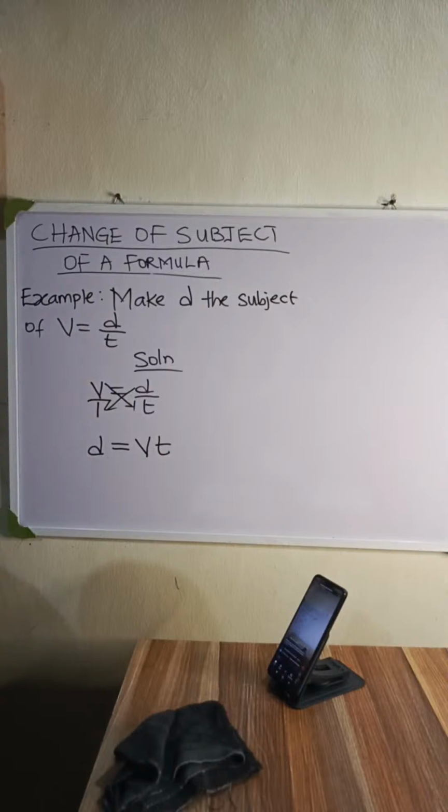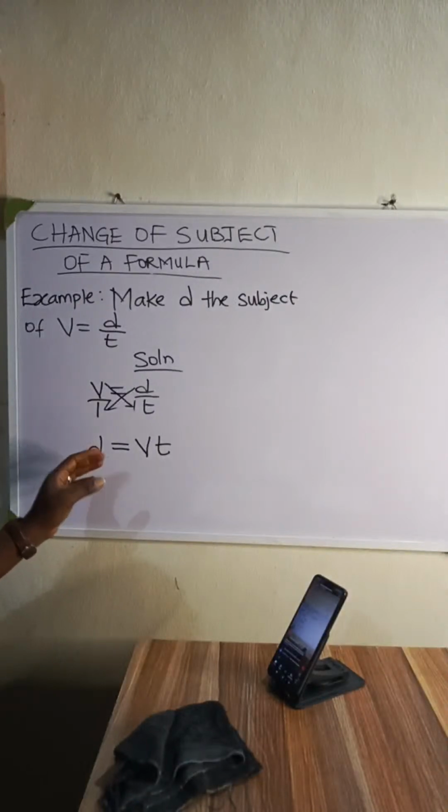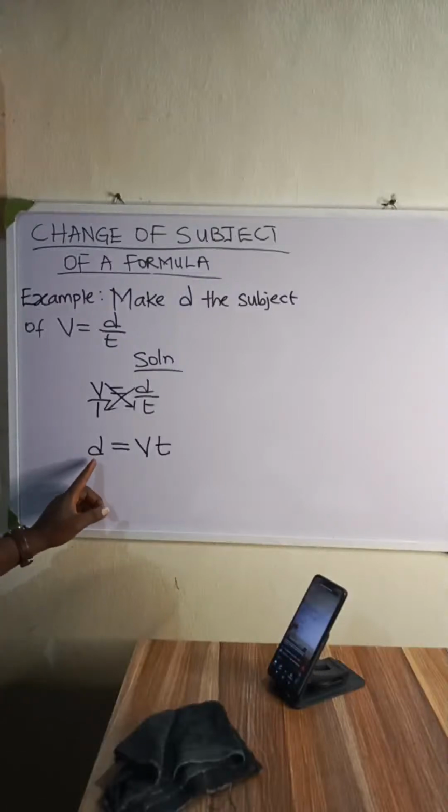And just by doing this, we can see that D is now found on the left side of the equation, or the left side of the formula. Therefore, D is the new subject of the formula. So we have now made D the subject of this formula.